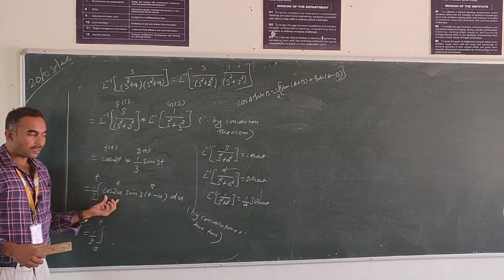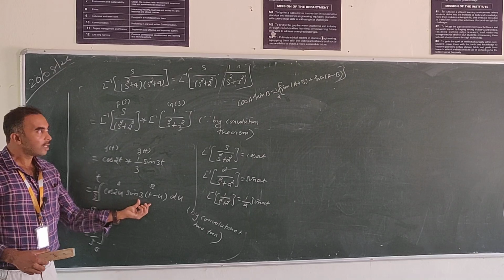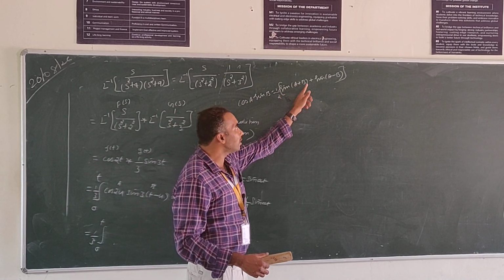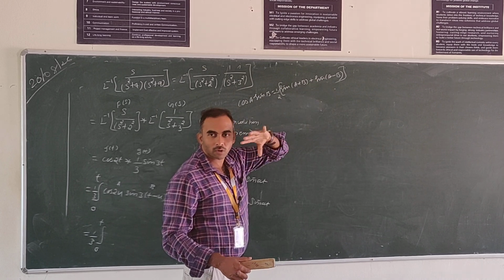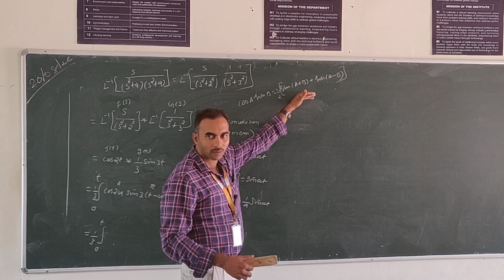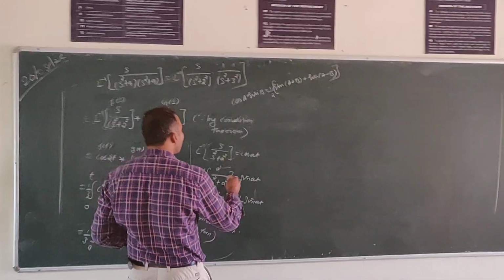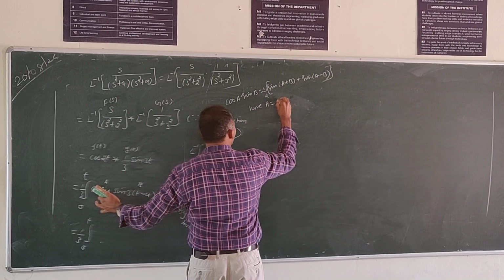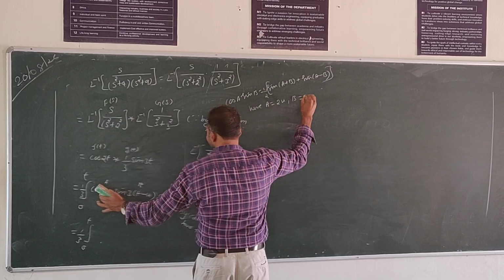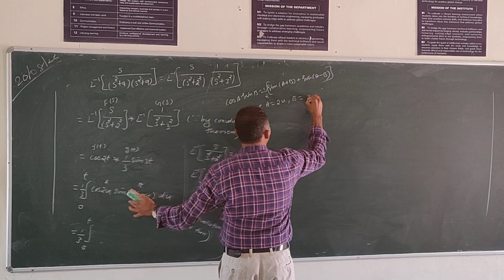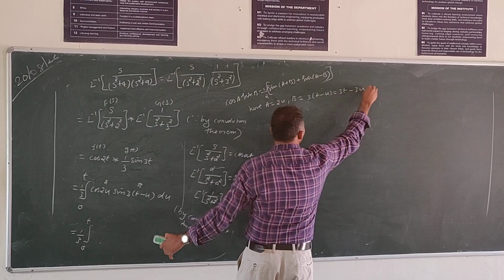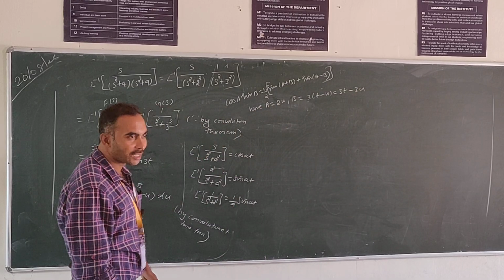Here they have given the cos A sin B format. So the formula of cos A sin B equals 1 by 2 into sin(A plus B) plus sin(A minus B). If you don't know the formula, at least learn it now. Here what is A? A is 2u. What is B? B is 3 into (t minus u), so 3t minus 3u.